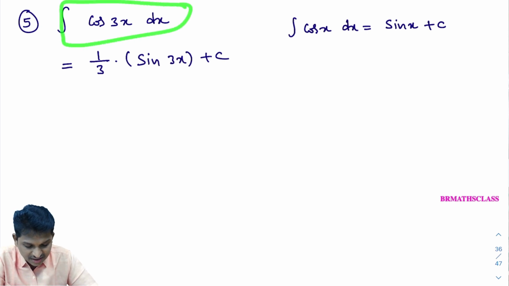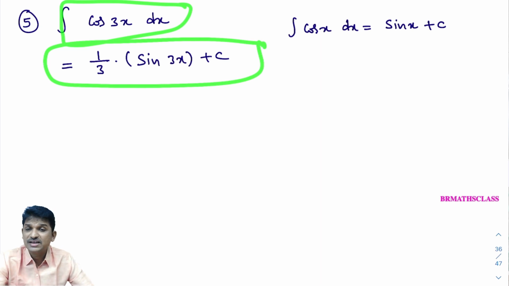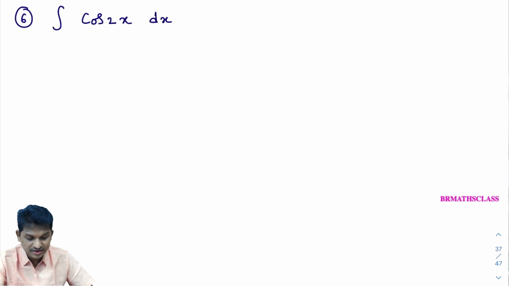This is the question. This is the answer. Single line answer. Directly we can write. No need to take 3x equal to t, 3x equal to z, like that. No need to take. I hope you are understanding. Good. Now we'll move to next one.